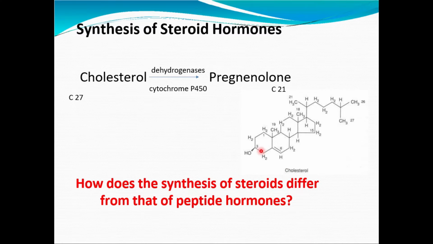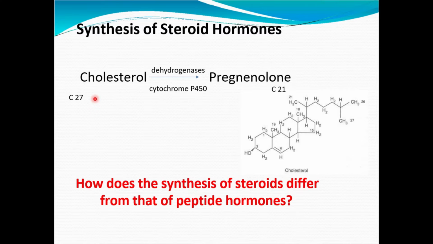Now we will talk about the synthesis of steroid hormones, how these hormones are synthesized inside the body. We have already seen in our last slides that steroid hormones are lipid molecules. They are derived from a common cholesterol precursor. Cholesterol is a 27 carbon containing molecule.